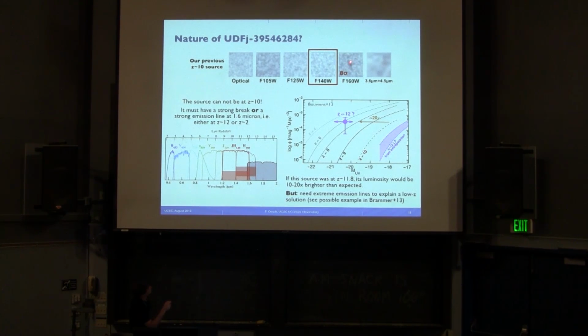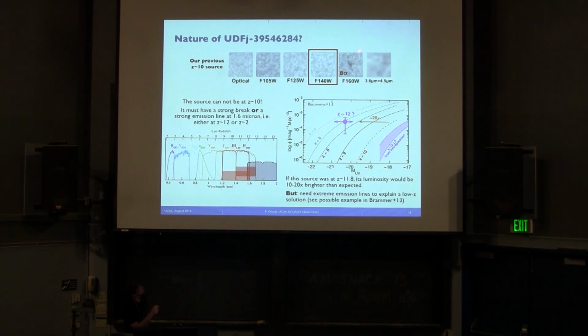And if we're seeing continuum imaging here, this source would have to have a break at 1.6 micron or so. So this source cannot be at redshift 10. Rather, it would have to be at redshift about 12. Now, if it was at redshift 12, intrinsically this source would be essentially a factor 20 times brighter than what we would expect it to be for a redshift 12 source in the UDF at this number density. And so that's relatively unlikely.